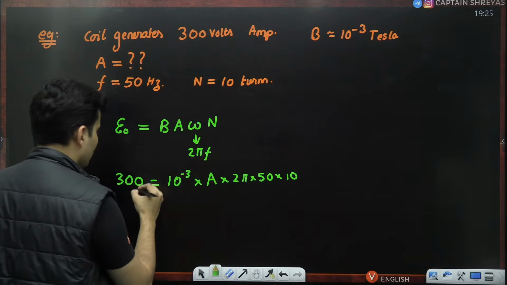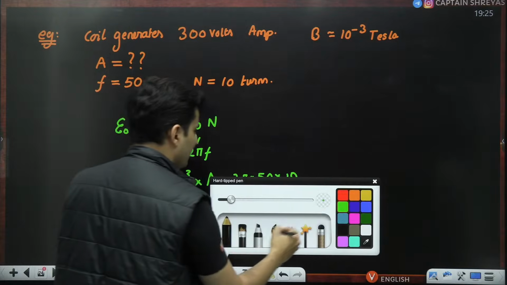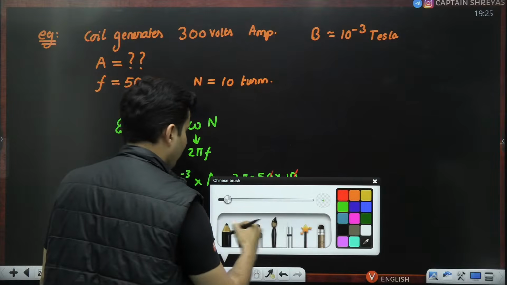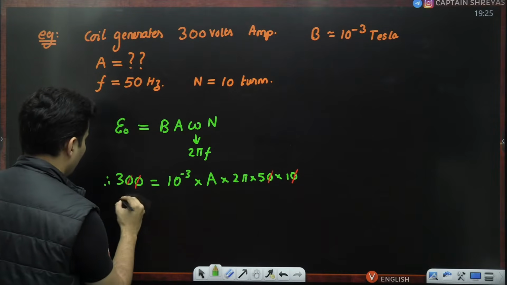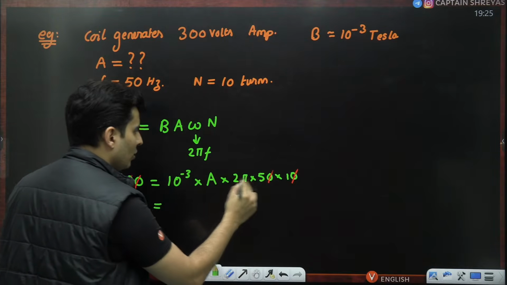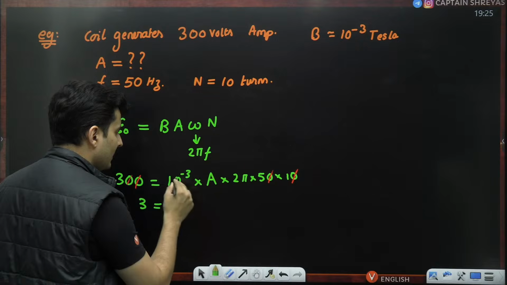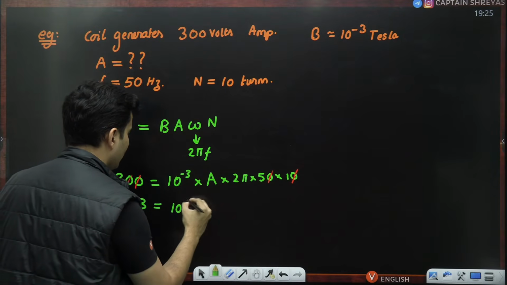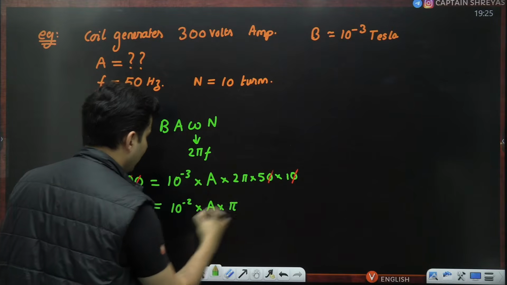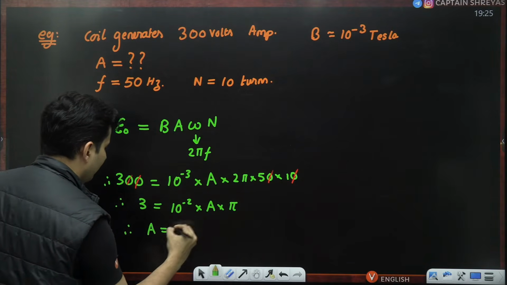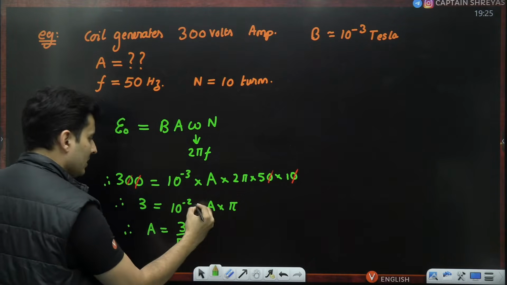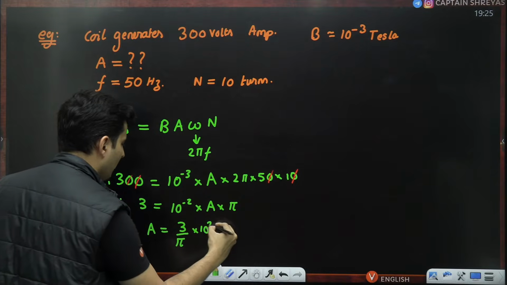Okay, let's see what happens. You can see a few things getting cancelled. The zeros cancel. Okay, perfect. So I have the number 3 equal to 2 fives are 10, and this minus 3 will become minus 2. So 10 raised to minus 2 multiplied by area. 2 fives are 10 goes into pi. Therefore the area will be 3 divided by pi into 10 to the power 2 plus 2.